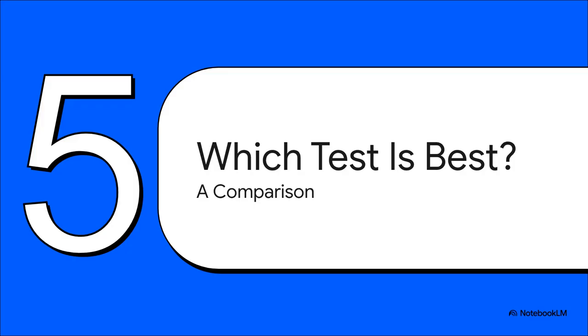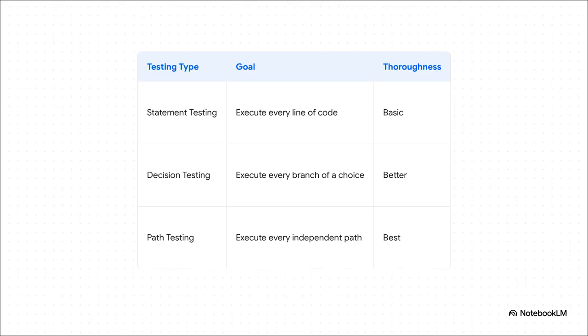Okay, so we've covered a lot of ground. We've seen statement, decision, and path testing. They all look inside the code, but they give us very, very different levels of confidence. So let's bring them all together and see how they stack up. Let's just break it down. Statement testing is our baseline. It's good. It makes sure every line gets run. Decision testing is better because it forces us to check both sides of every choice.